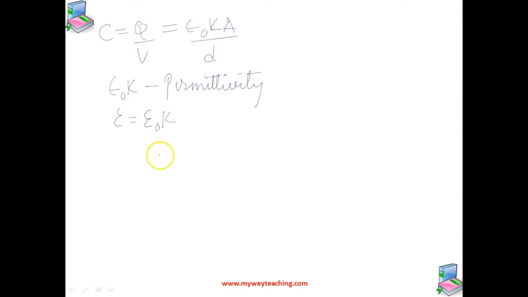For vacuum K is equal to 1. So in that case, only for vacuum, epsilon is equal to epsilon naught, and this is called the permittivity of the vacuum. And the dimensionless ratio K is equal to epsilon by epsilon naught, and it is called the dielectric constant of the substance. And it is clear that K is greater than 1.